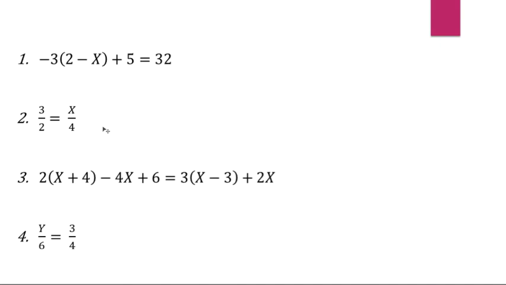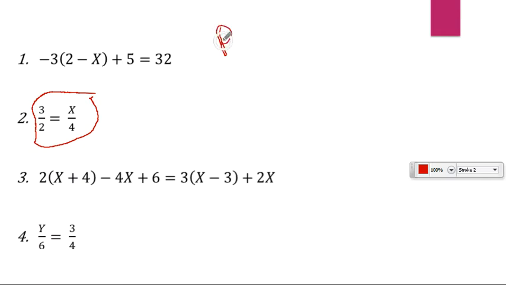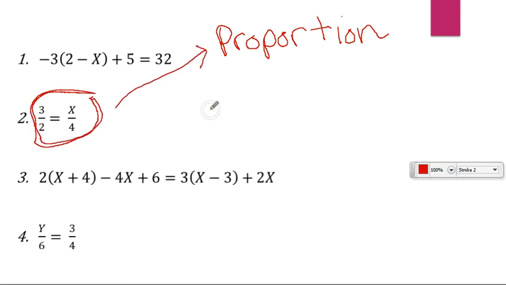Okay, and question number 2 is in fact an equation with fractions, isn't it? So we have 3 over 2 is equal to x over 4. Now, this is really, really important, so make sure you're paying attention. Anytime you have one fraction equal to another fraction, it has a special name. And it's called a proportion. Okay, so anytime you have one fraction equal to another fraction, we call that a proportion.